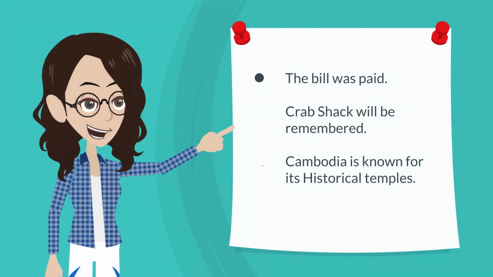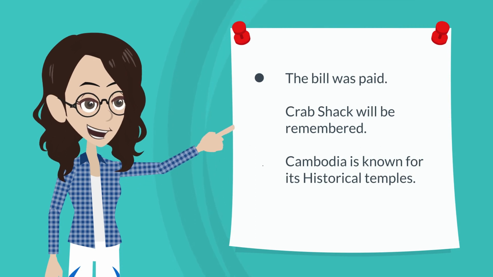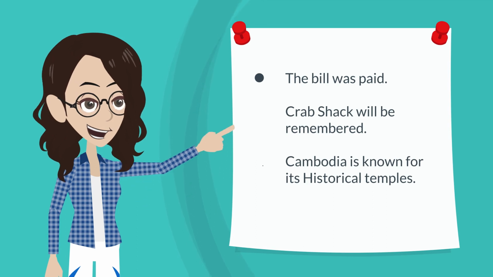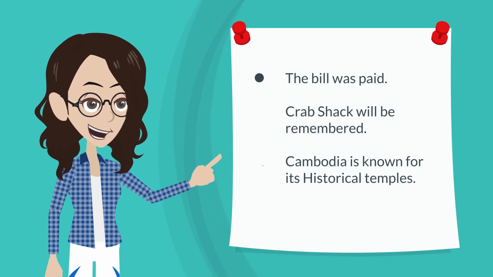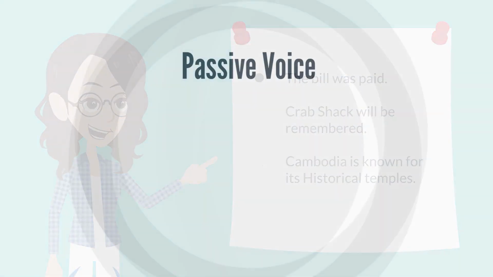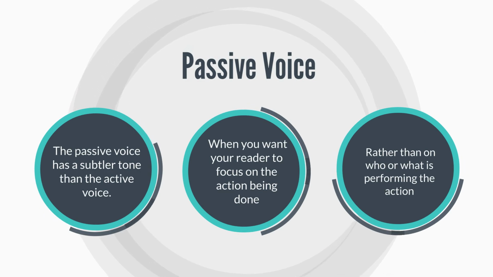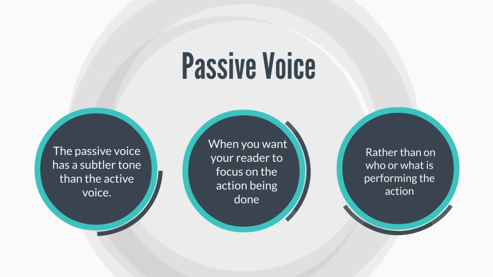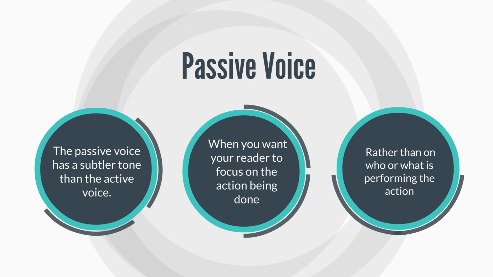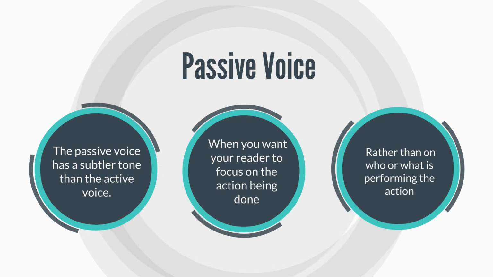However, sentences written in the passive voice don't necessarily need a preposition. Take a look at the example sentences below. The bill was paid. Crab Shack will be remembered. Cambodia is known for its historical temples. One reason to use the passive voice is because the passive voice has a subtler tone than the active voice. Sometimes your writing needs a subtler tone, like when you want your reader to focus on the action being done or the action's target rather than on who or what is performing the action.